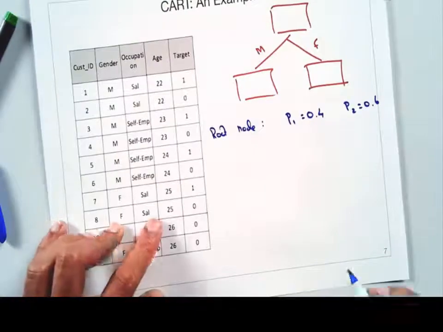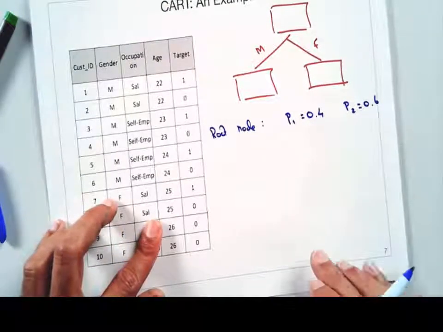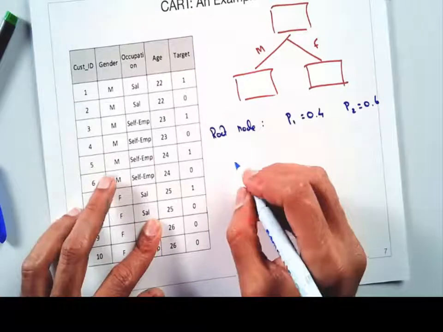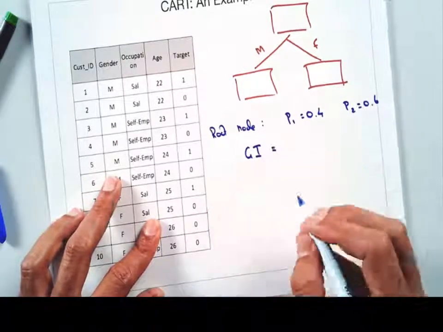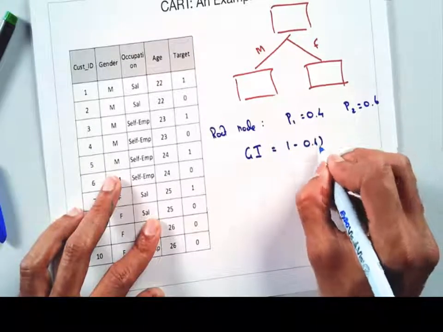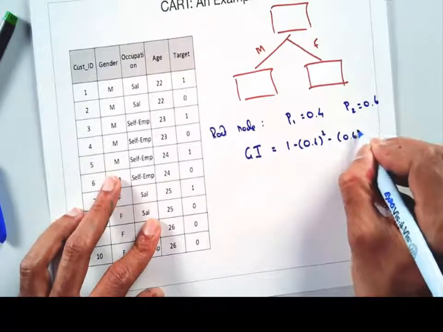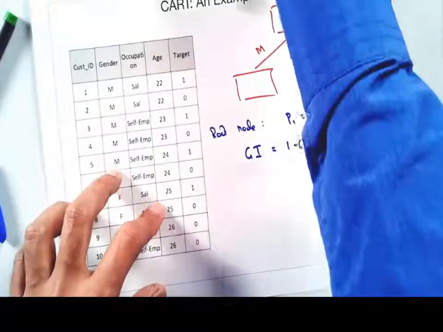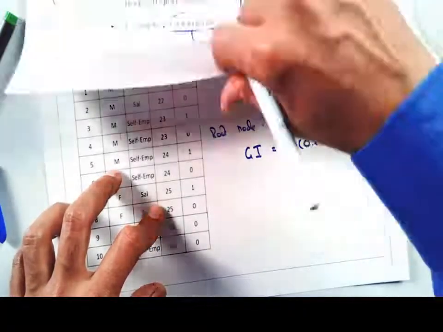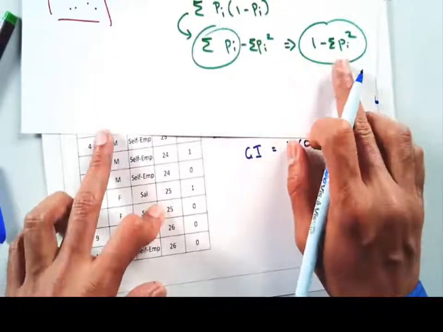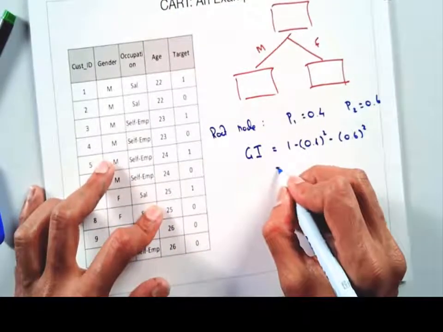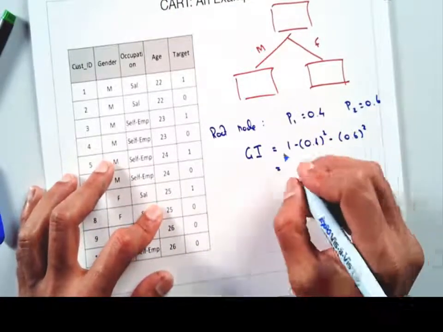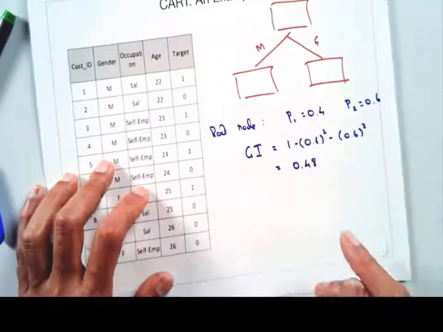So the impurity, since it's closer to 0.5, you can guess that the impurity is going to be quite high. The Gini impurity, Gi, let's call it, is equal to 1 minus 0.4 square minus 0.6 square. I'm just using this formula that we just derived earlier: 1 minus summation of all pi squares. That's all I'm using. This simplifies to something like 0.48. So it's really, really impure.